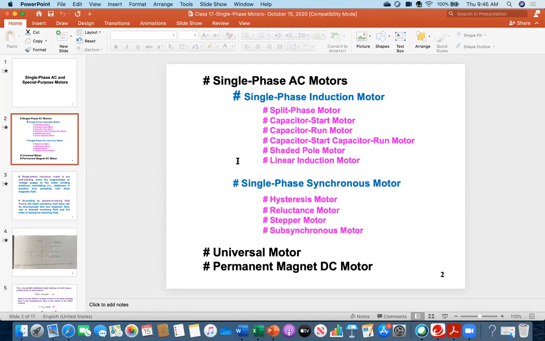Now, here is a list showing that single phase AC motors can be of two types. One group is the single phase induction motor, and the other group is the single phase synchronous motor. Beyond these two classifications there are other various motors as well, but these are the main ones we'll be discussing in this class. We have covered the three-phase induction motor, and now we are covering the single-phase induction motor.